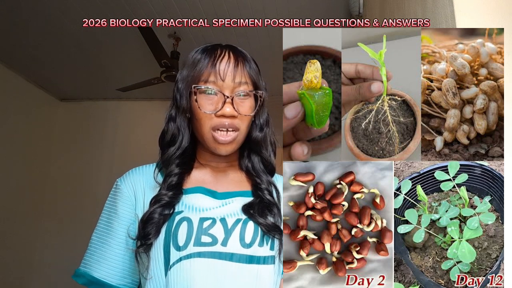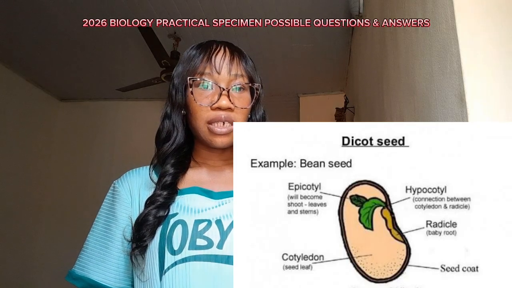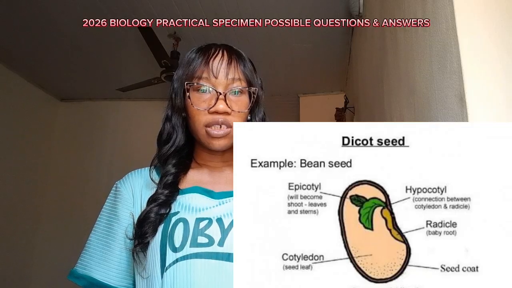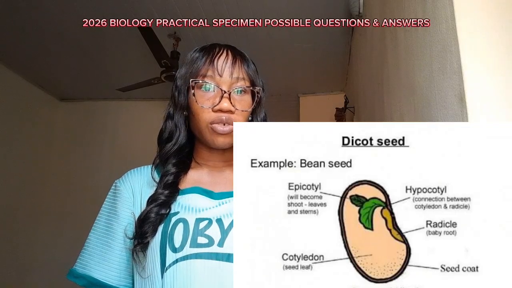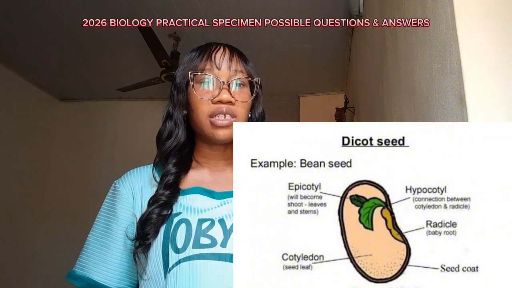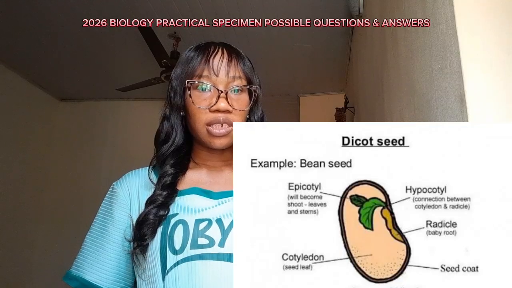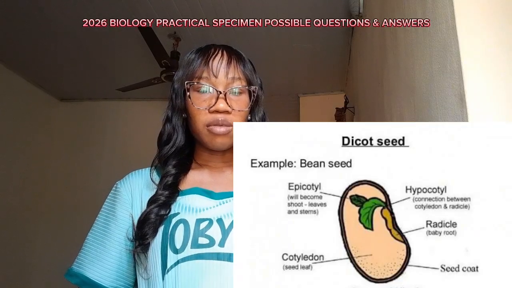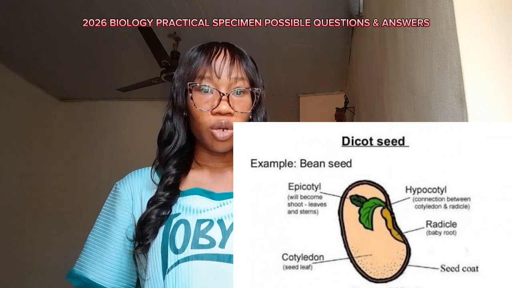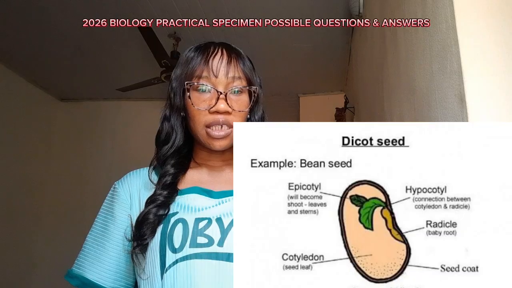Then the examiner also asks whether it is an endospermic seed or a non-endospermic seed. Now, what is an endospermic seed? An endospermic seed is any seed that stores food in a special tissue. It doesn't just store the food in the cotyledon, it stores extra food that will last even to maturity, not just during the seedling phase. An example of an endospermic seed is maize. So groundnut is a non-endospermic seed.